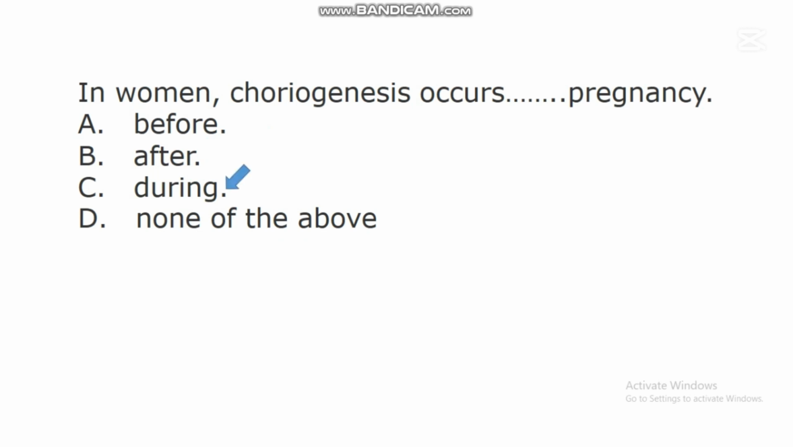During pregnancy. Chorion is a temporal structure in a woman. It's not a permanent structure. So choriogenesis is the formation of this important structure known as chorion, and this choriogenesis occurs during pregnancy.